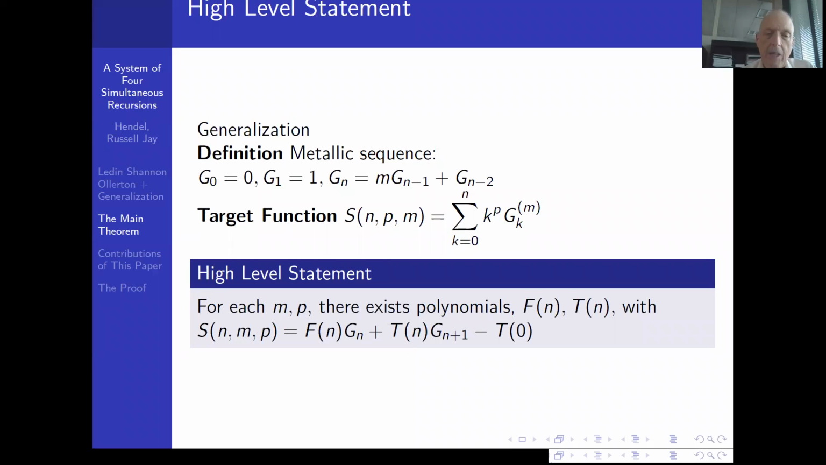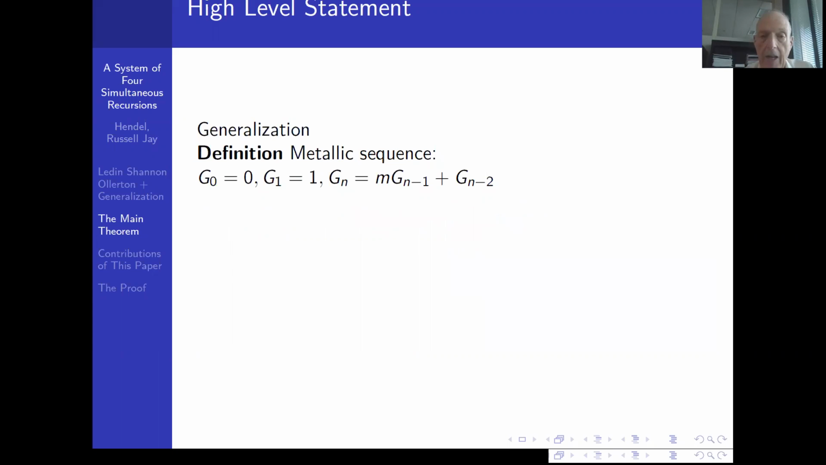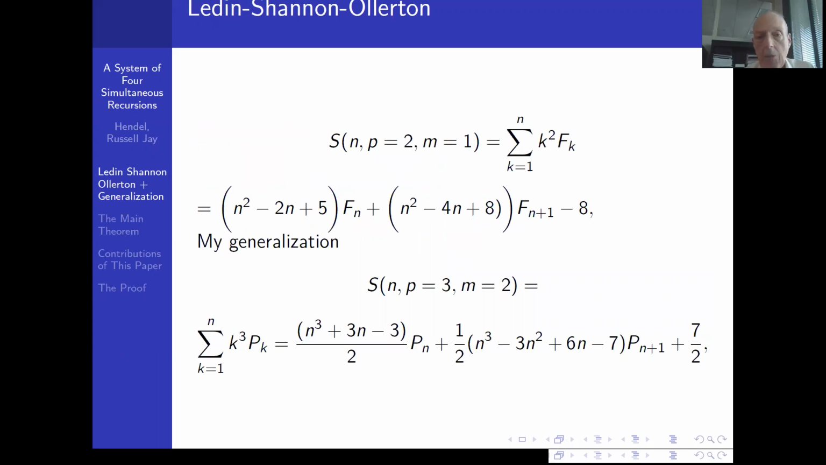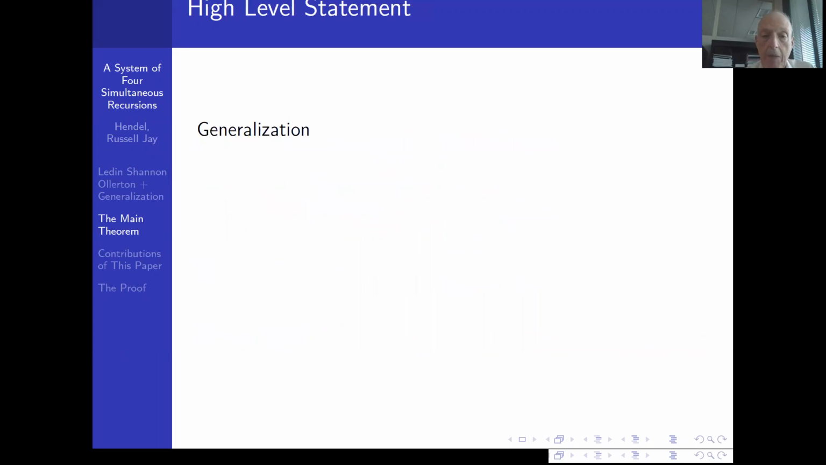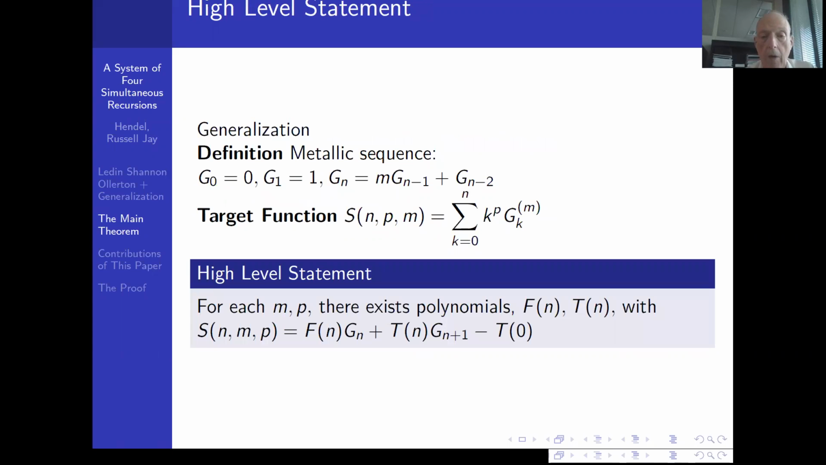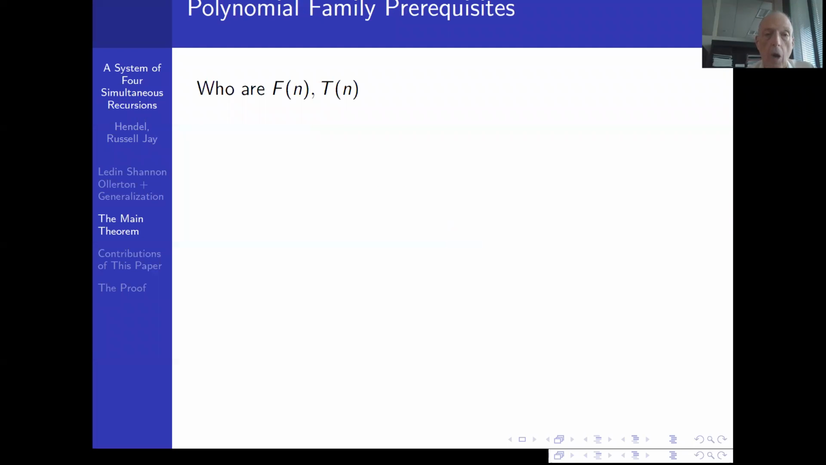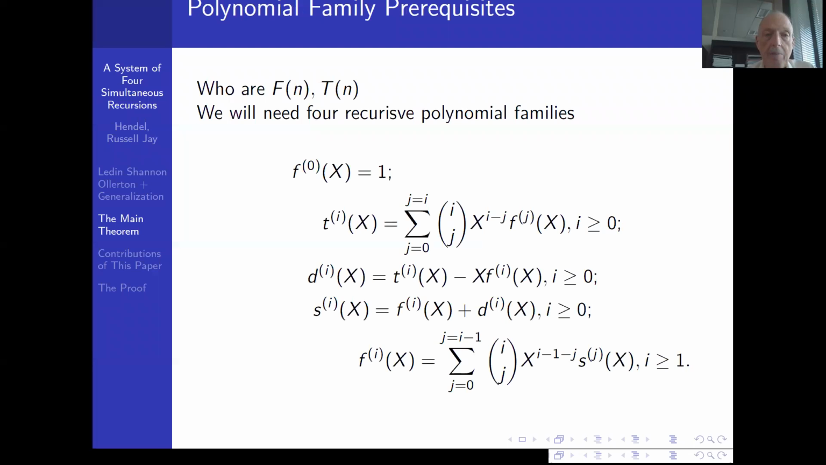And there are a lot of symbols here. So F stands for the first polynomial, T stands for the second one. They're just two polynomials here. And if you go back here, I'll just show you again. That's what these two examples look like. You have a polynomial times Fn plus a polynomial times Fn+1, or times Pn and Pn+1. Okay, that's a high-level statement. I haven't told you what Fn and Tn are. I just told you they exist. So who are Fn and Tn?